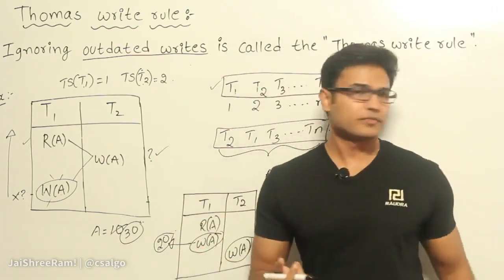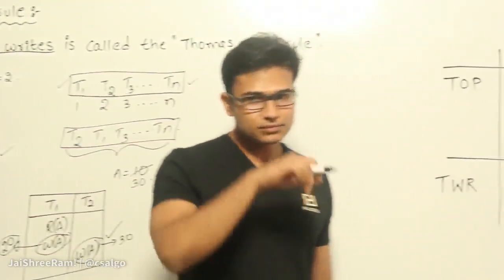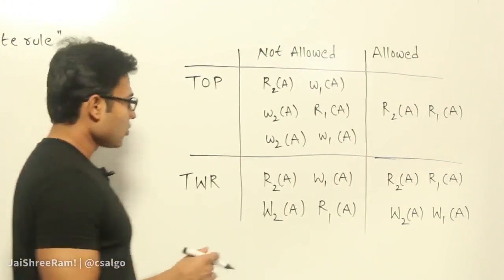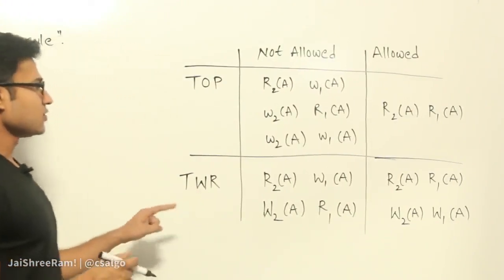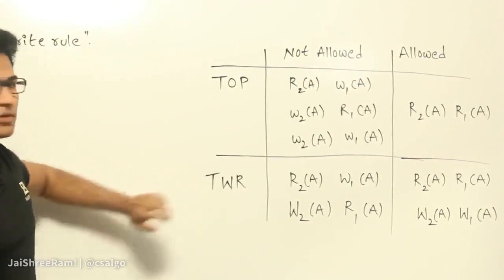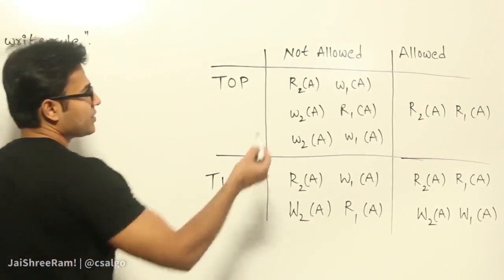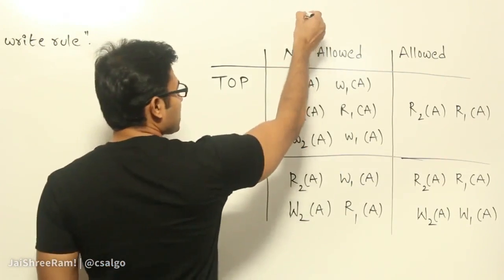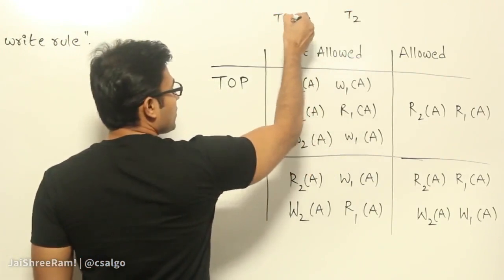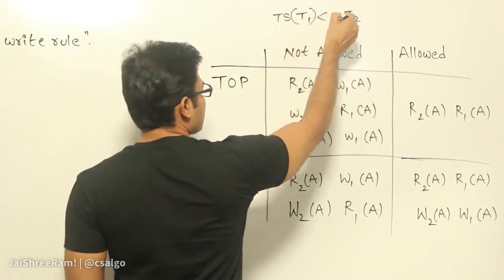Okay. Now let's see what is the difference between timestamp ordering and Thomas write rule. See it here. What are the actions from different transactions which will be allowed in the timestamp ordering protocol and then Thomas write rule? Now if you observe it, let us assume that there are two transactions T1 and T2 in such a way that the timestamp of T1 is less than the timestamp of T2.